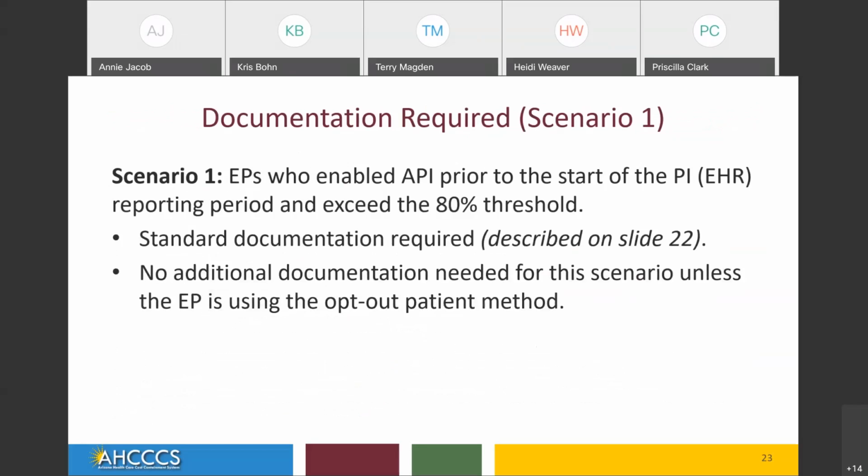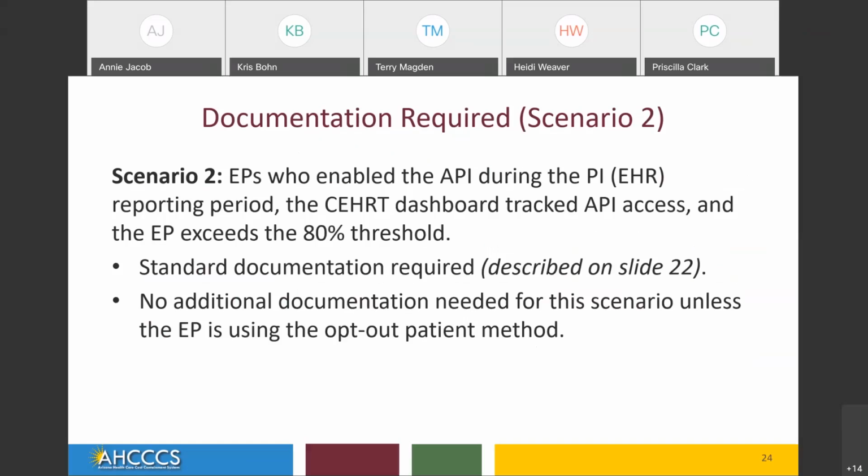So let's discuss the documentation requirements for Scenario 1. The Scenario 1 definition is EPs who enabled API prior to the start of the reporting period and exceeds the 80% threshold. Those EPs need to submit the following documents: the standard documentation required as described on the previous slide. No additional documentation is needed for this scenario unless the EP is using the opt-out patient method.